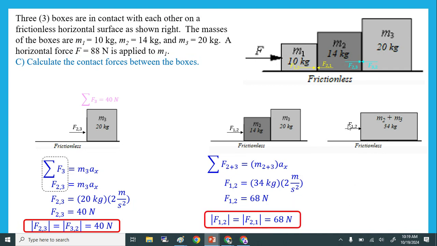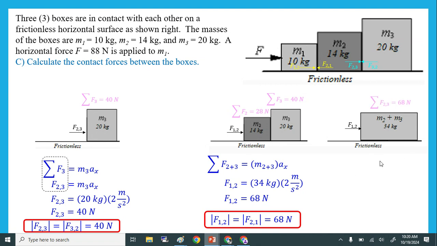So on quizzes and assessments, just be careful with whether you put a plus or a negative based on which force is being asked of you. All right, which makes sense. So 68 makes sense because, ready? Earlier we found that the net force on M2 was 28. We also found the net force on M3 is 40. So therefore, 28 plus 40 is 68. So in order to get these two boxes to move at a rate of 2 meters per second squared, you need to put in 68 newtons, which makes sense, okay?